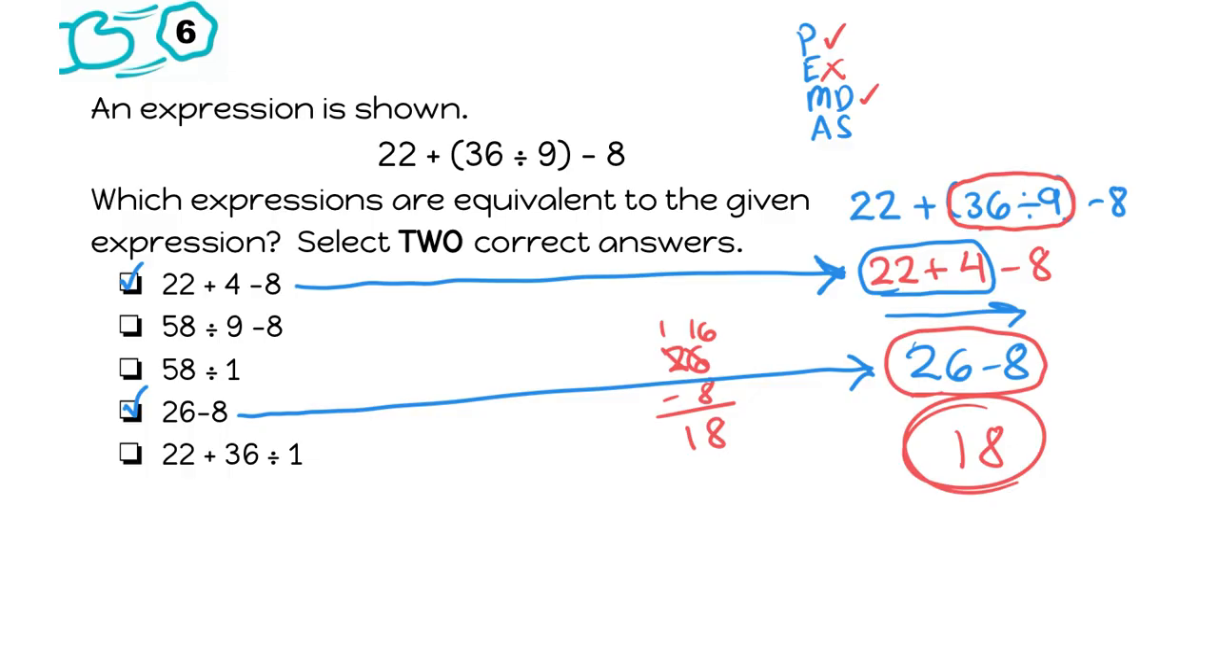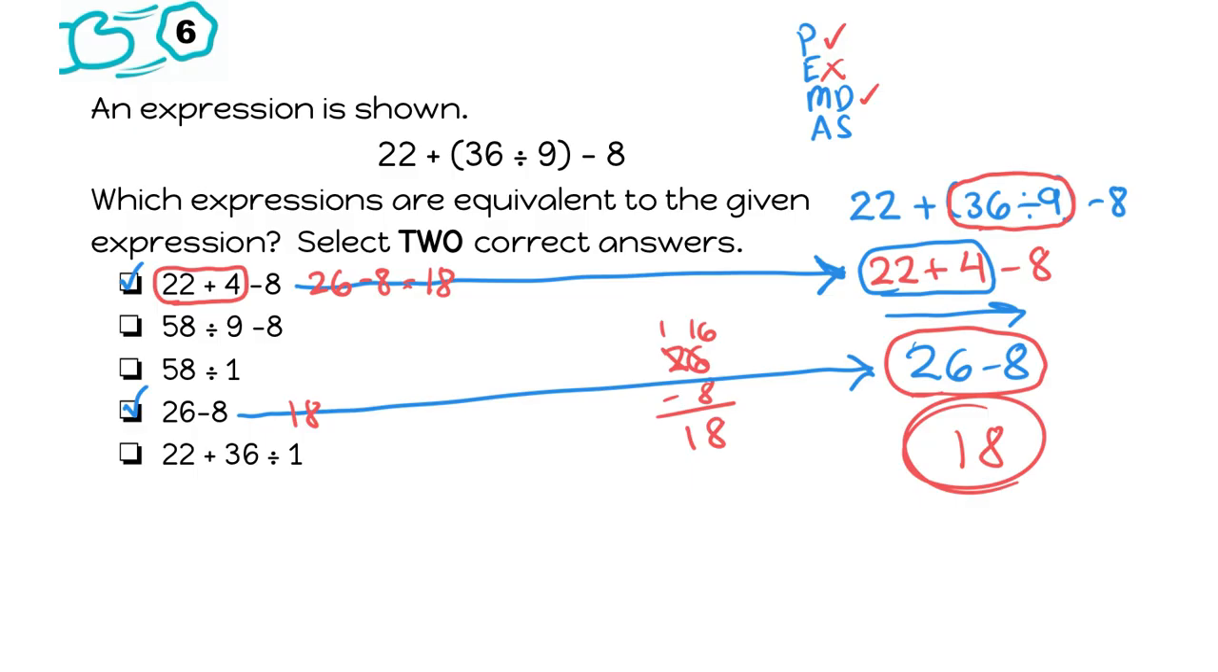And we can double check our work by making sure that those really do equal the 18 that the original expression equaled. So if I look at the first answer choice, doing in PEMDAS order, always 22 plus 4 is 26 minus 8, and 26 minus 8 equals 18. Looks good. And next one, 26 minus 8 is 18. And that is the other way to do this one. If you solve all the rest of these, they are not going to equal 18.